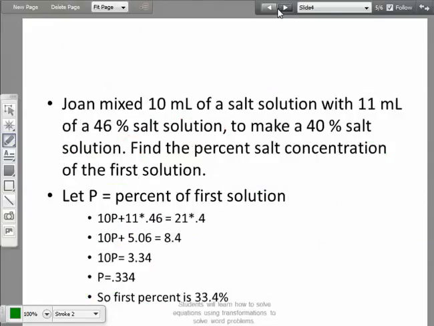Okay. This problem is called a mixture problem.